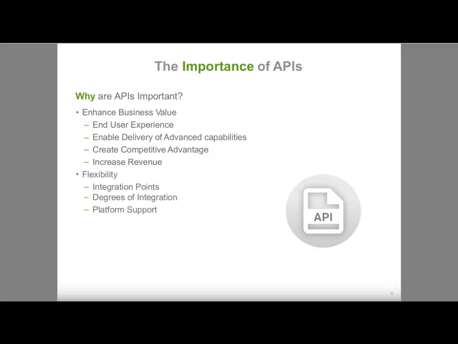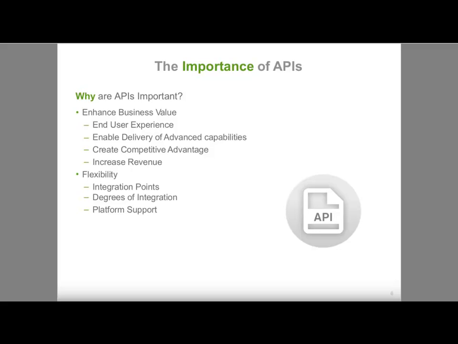Flexibility. The APIs are really important because they inherently carry a lot of flexibility with them. The Qlik Sense APIs give us several opportunities of integration points into the Qlik architecture and the Qlik platform, as well as pushing that back into your own systems and where you're trying to bring that in.